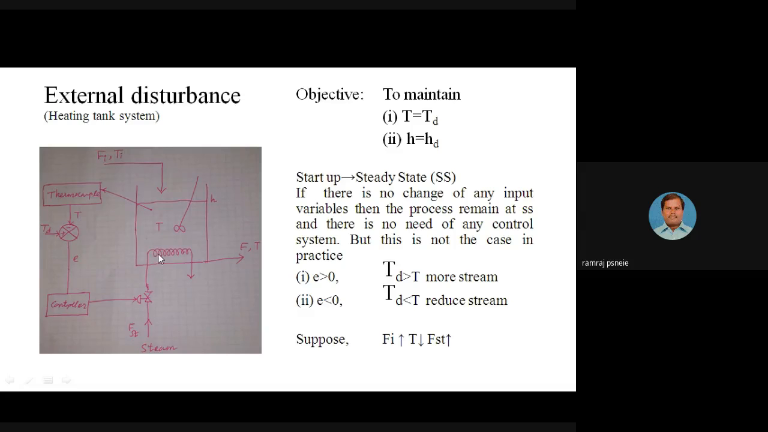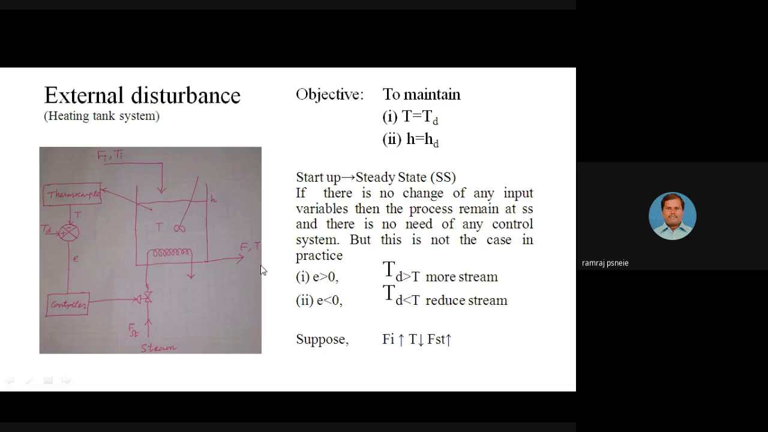For heating the liquid in the tank, I am using coils. Through that coil, we are admitting the steam with the flow rate of F suffix St. Here, our objective is to maintain the outlet liquid temperature of the liquid in the tank at the desired value. That one is the first objective of the process. T equal to T suffix D. This T you just want to maintain at your desired level.